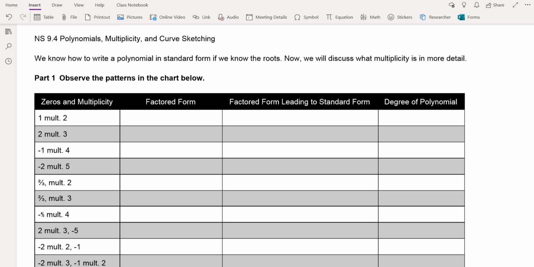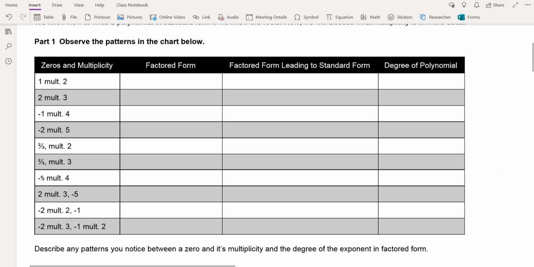All right, so here we go. Before, we learned to write a polynomial in standard form when we knew the roots, and now we're going to talk a little bit more about this multiplicity. There are going to be some patterns in this chart, and I want you to take your time as you fill it out.